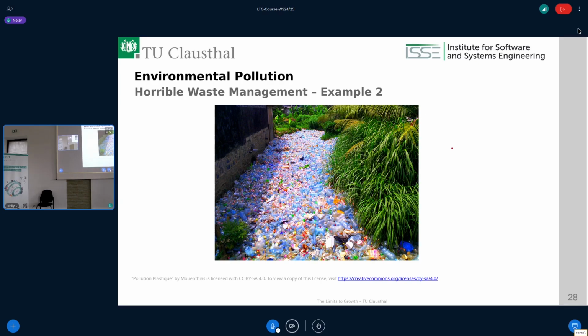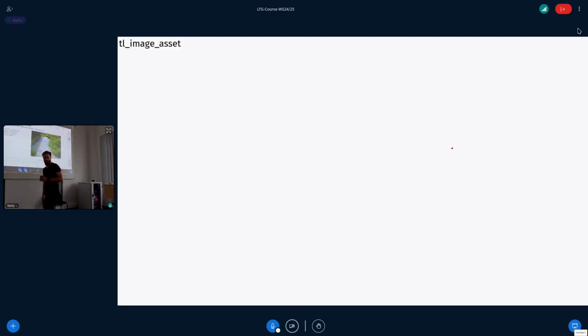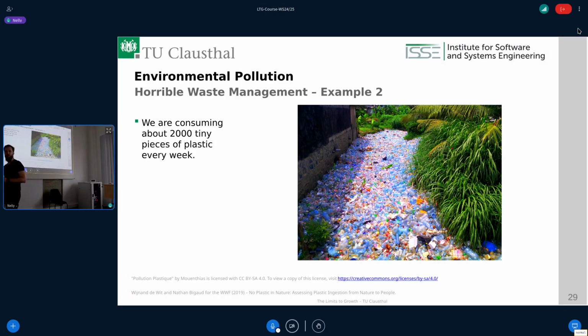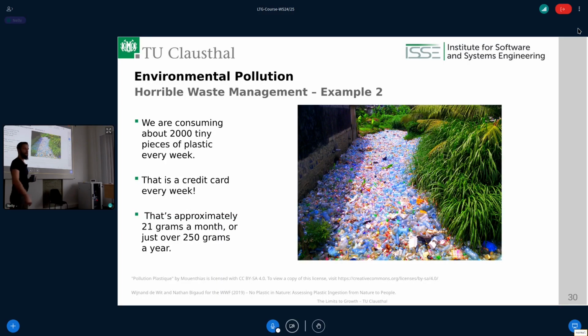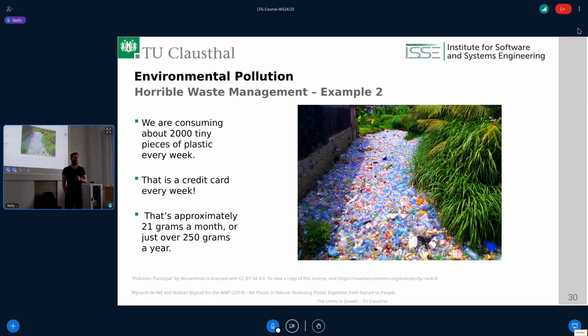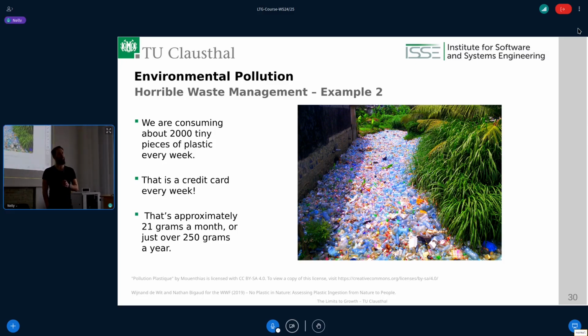It just gets smaller and smaller and smaller until you have something that's called microplastic, or even smaller pieces called nanoplastic. And you can even find them in your body, in all your private parts, and even in your brain. We're consuming about 2,000 tiny pieces of plastic every week, which you can also visualize by saying this is a credit card that you have to eat every week, or 250 grams a year. No one would do that on purpose. Still, we're doing it.